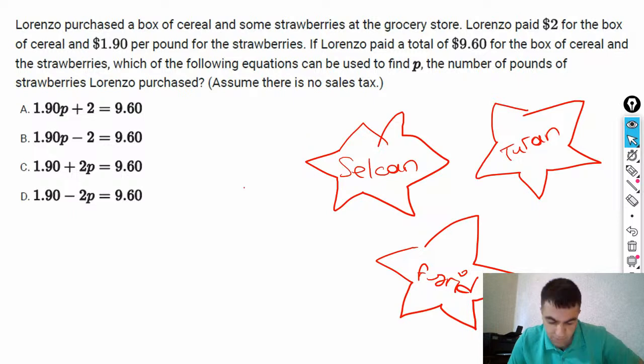Okay, let's solve this question. Lorenzo purchased a box of cereal and some strawberries at the grocery store. Lorenzo paid $2 for the box of cereal and $1.90 per pound for the strawberries.